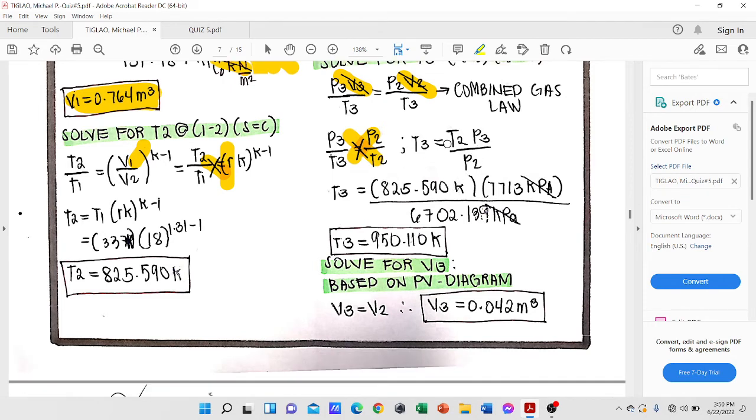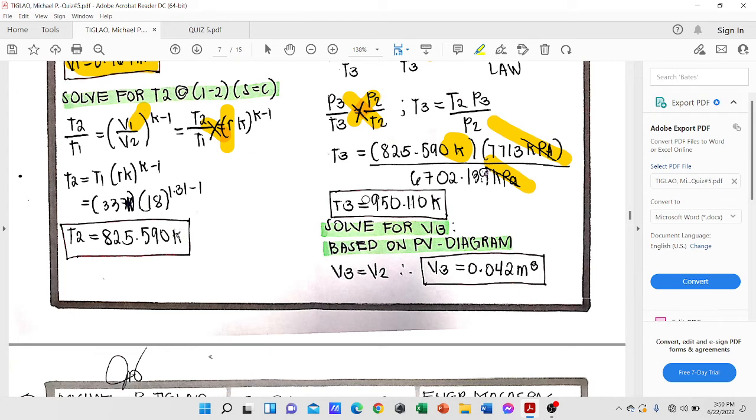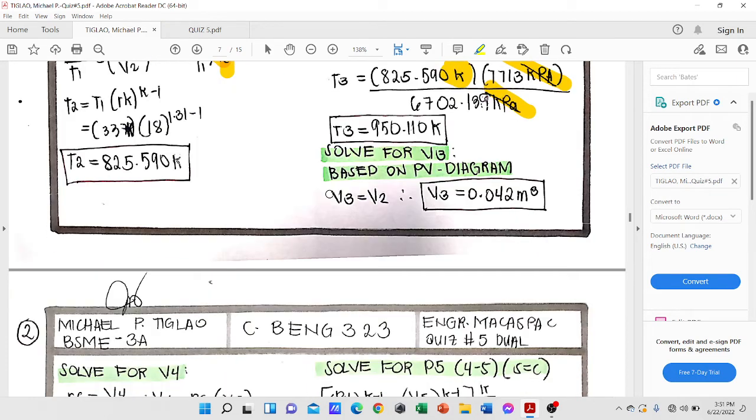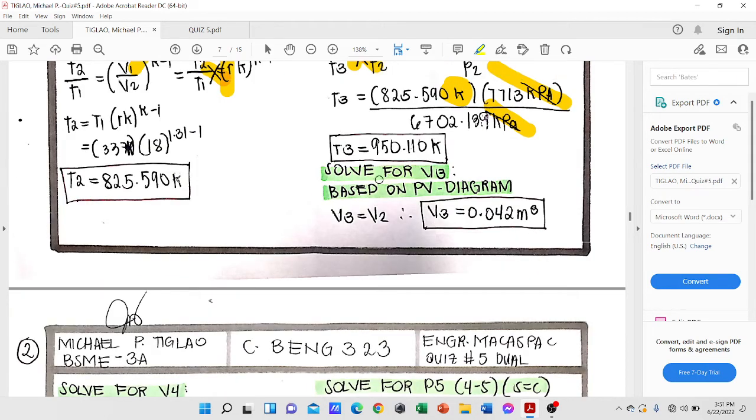Then, substitute. Yung temperature 2 natin is 825.590. Yung pressure 3 natin is 7,713 kilopascal. Yung pressure 2 natin is equals to 6,702.139 kilopascal. So, cancel yung kilopascal. Matitirang unit natin is Kelvin. Therefore, yung temperature 3 natin is equals to 950.111 Kelvin.